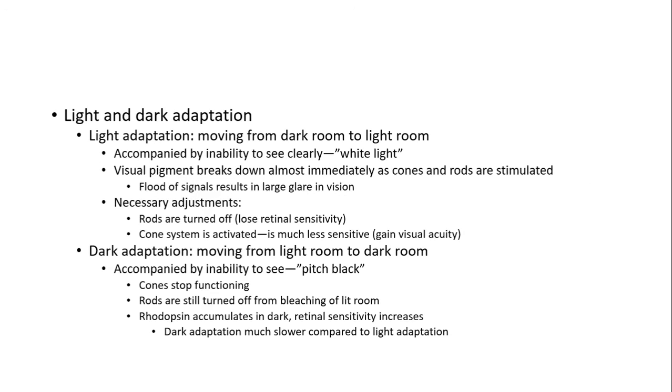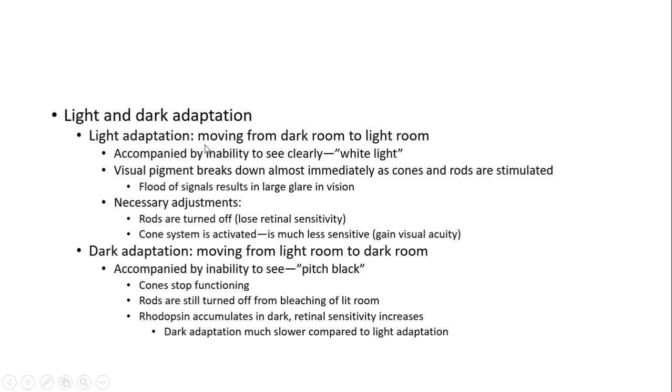So what about light and dark adaptation? How do we adapt when going from, let's say, a dark room into a very bright room, or vice versa, going from a very bright room to pitch black dark? How do our photoreceptors basically try to adapt to that? So we have our light adaptation and then our dark adaptation. Light adaptation is moving from a dark room to a light room.